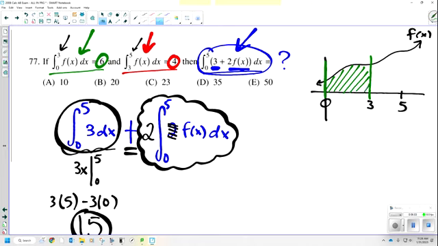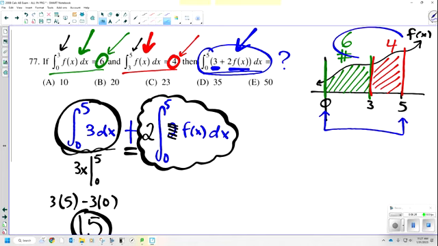That area under the curve, that's some number I'm going to get. In this case, they tell me it's 6. And then I have the integral that I underlined in red that goes from 3 to 5. That's all this area, and that value, they tell me, is 4. So if I want an integral that goes from 0 to 5, I can just add these together.